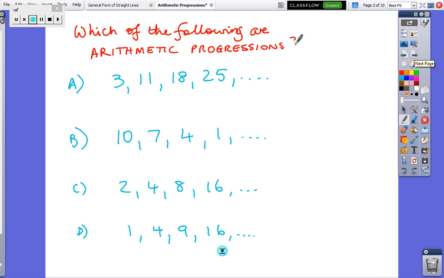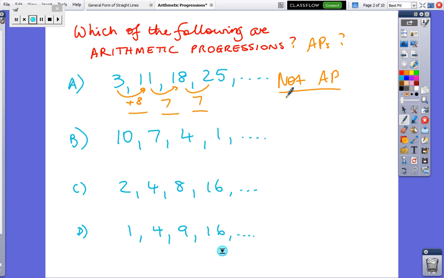Which of these are APs? Okay, so we just look at successive terms. So this gap is 8, this gap is 7, this gap is 7. The difference is not the same, so it's not an AP. Here the difference is -3, -3, -3. The difference is the same, so this is an AP.